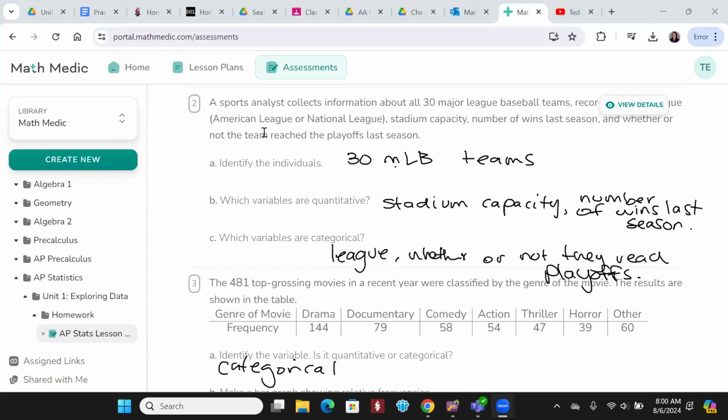Okay, let's kind of chat through 2 and 3. So on 2, identify the individual. So who are we talking about?